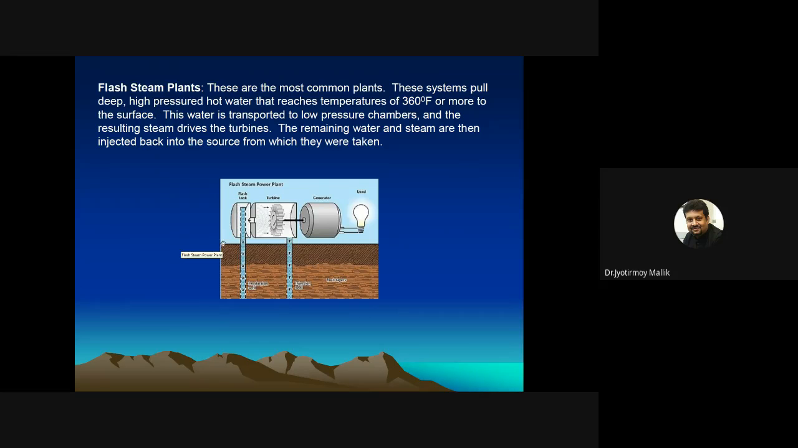In this particular case, it's not steam that comes up. What comes up is hot water. Then that hot water is streamed through nozzles at high pressure, and because of the pressure release, it creates water vapor. That water vapor runs the turbine, and the cold water that is formed as a product of this exchange is pumped back inside the ground.